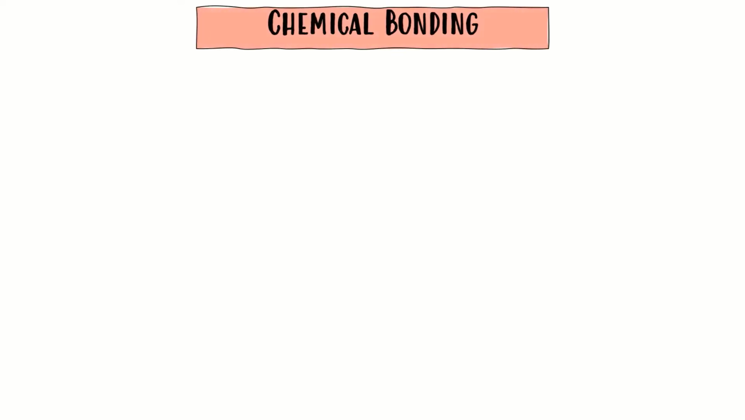In this video, we're going to look at chemical bonding, the two types of bonding we've studied so far, and just recap and have an overview of ionic and covalent bonding.